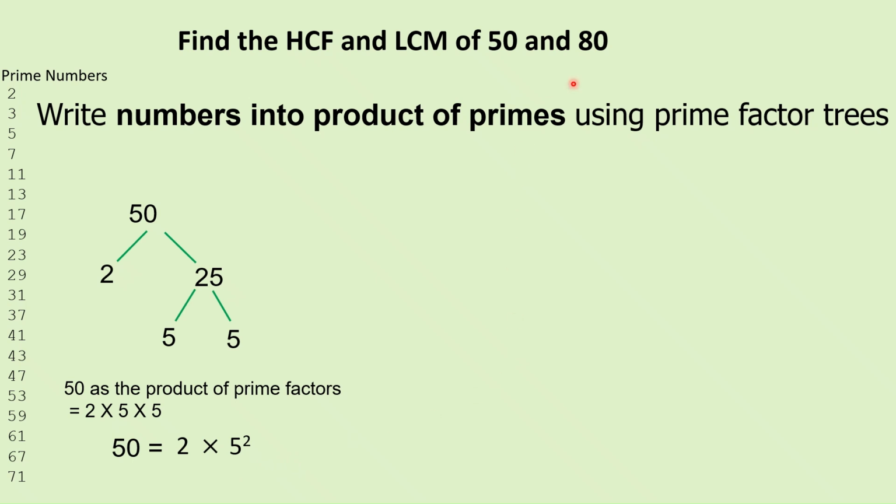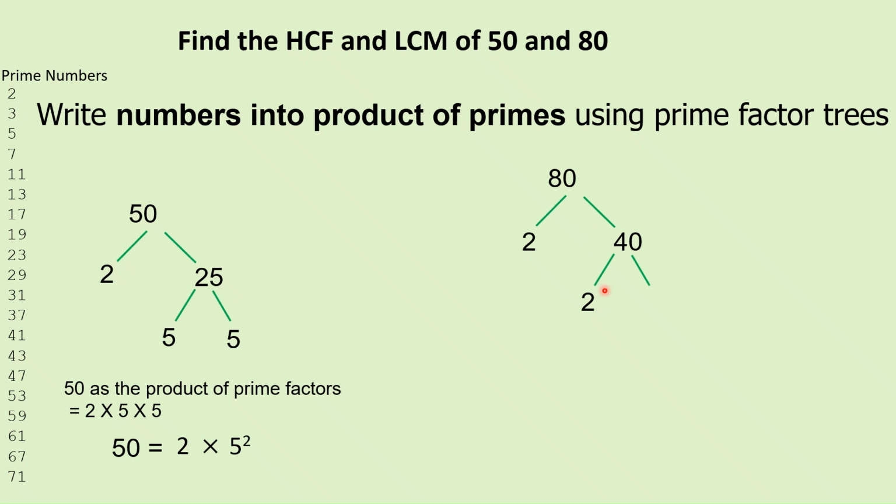Let's find the product of prime factors for 80 using the prime factor tree. So let's start with 80. Again, we need a prime factor of 80. Yes, 2 is a factor, and 2 goes into 80 40 times. So we have our 2 here, and 40 goes right here. Remember, 2 times 40 is 80.